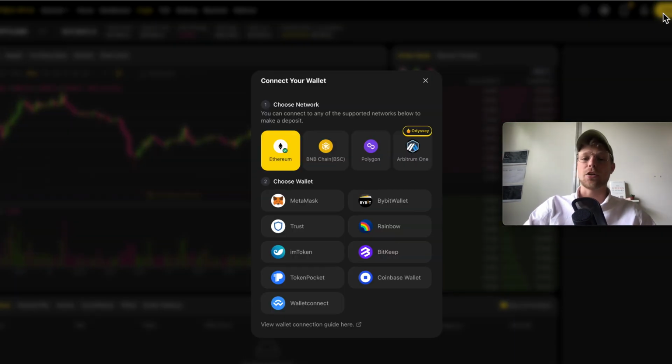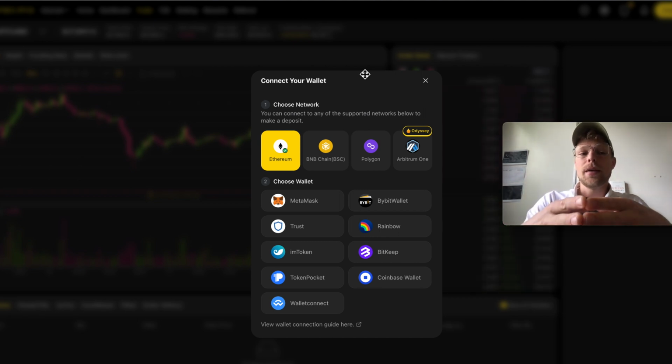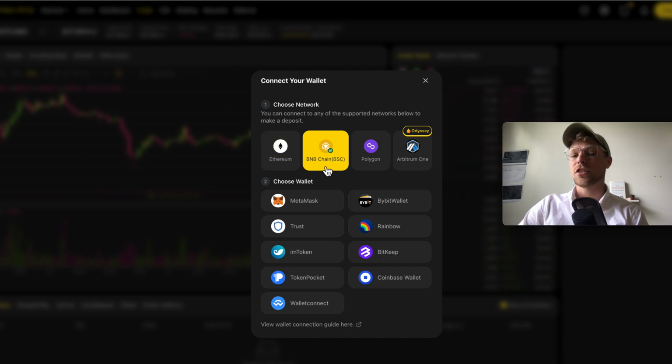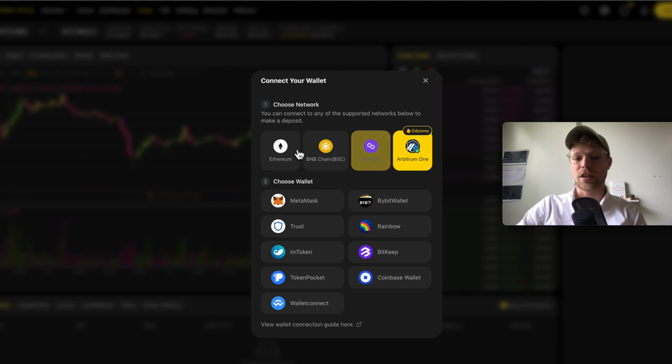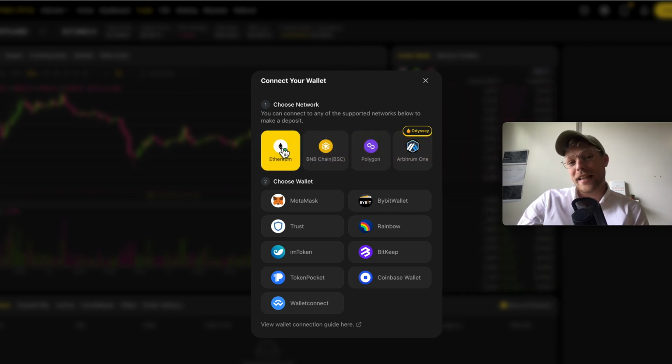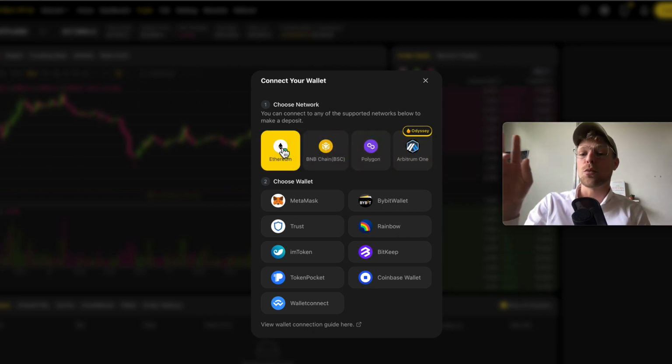Guys, then when we click on Connect Wallet, we can see that you can actually choose a certain chain. Do take in mind that anything that you are trading over on the Apex exchange is USDC, so you can only trade using USDC. So even though it says Binance chain BSC, it means that you are transferring or trading USDC over on the Binance chain, or on the Polygon chain, or on the Arbitrum One chain, or of course the easiest one but also the most expensive one in terms of transaction fees, it is Ethereum.